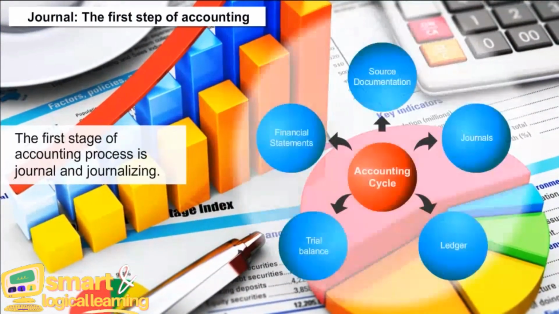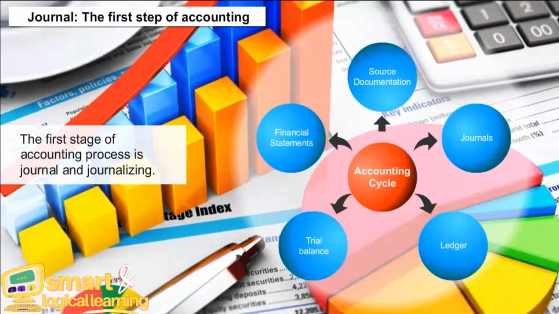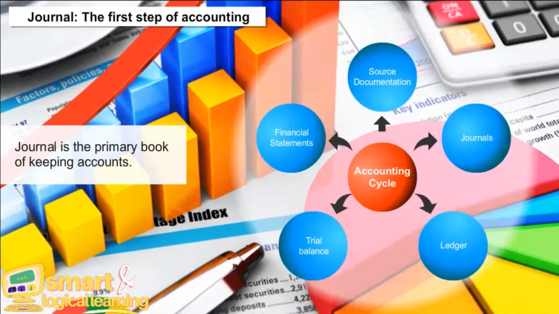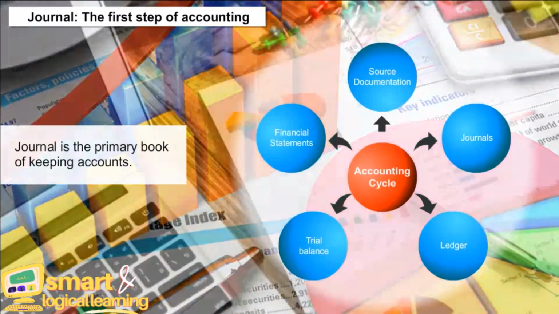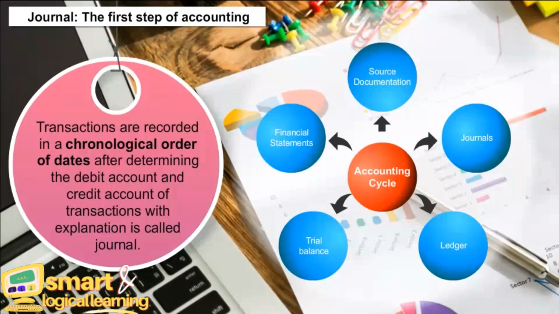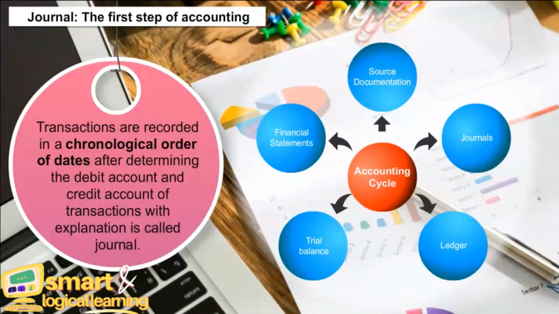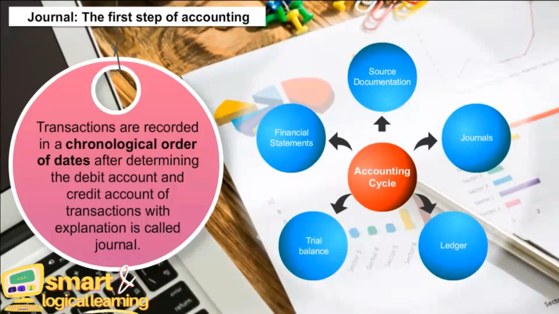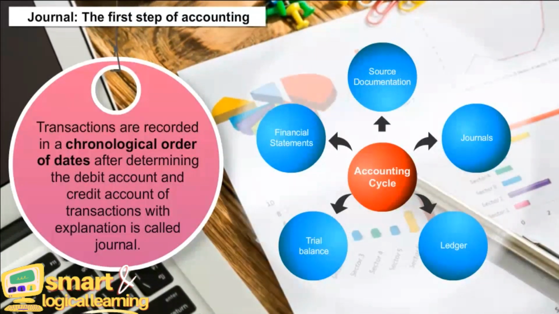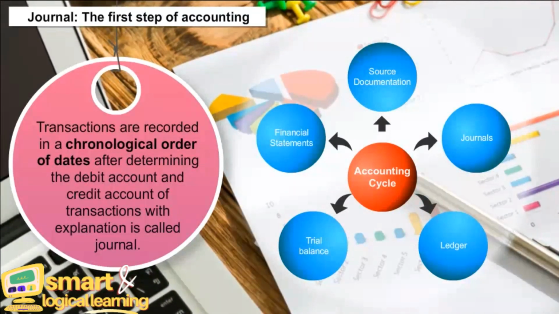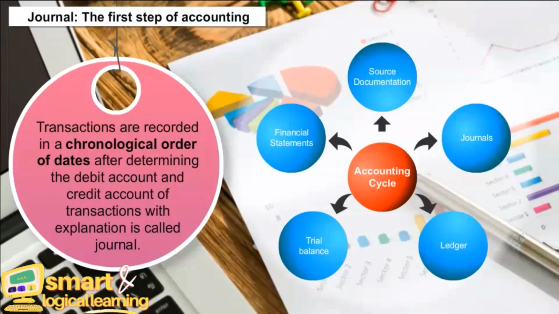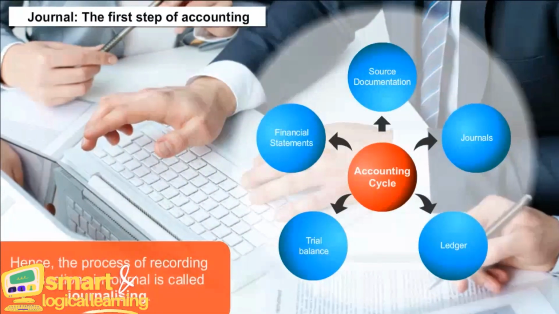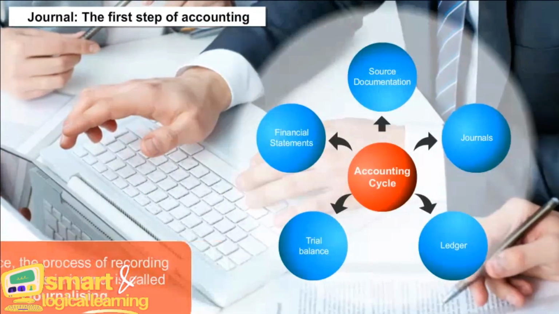Journal. The first step of accounting. The first stage of the accounting process is journal and journalizing. Journal is the primary book of keeping accounts. The book wherein the transactions are recorded in chronological order of dates, after determining the debit account and credit account of transactions, with explanation, is called journal. Hence, the process of recording transactions in the journal is called journalizing.